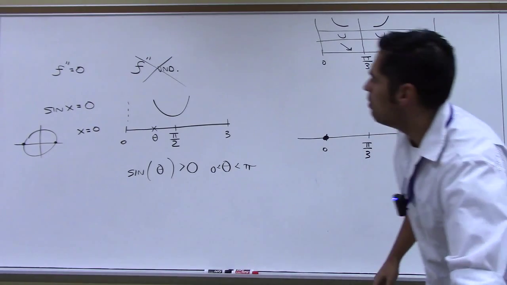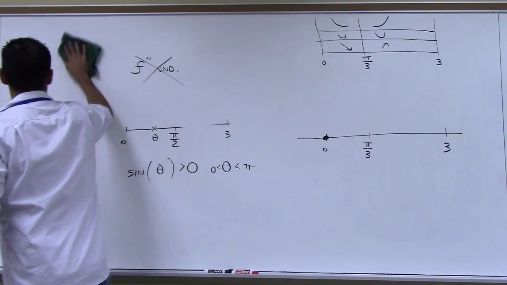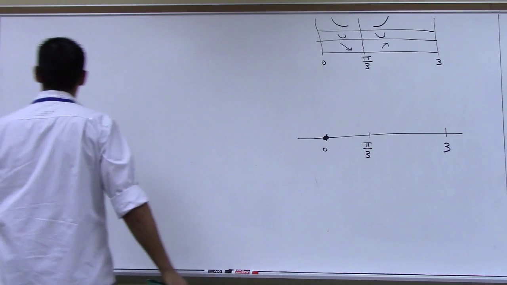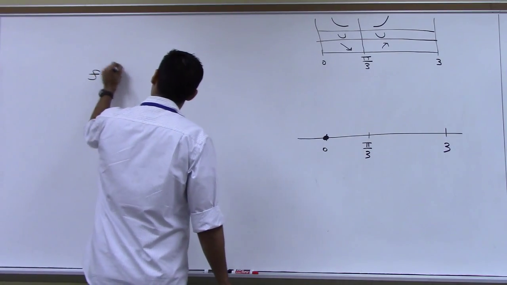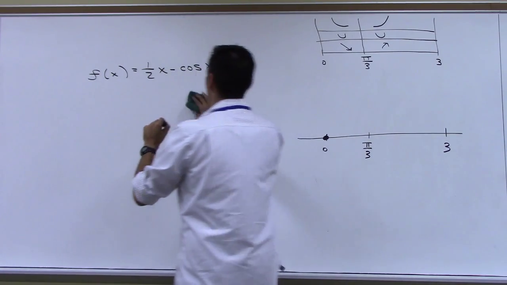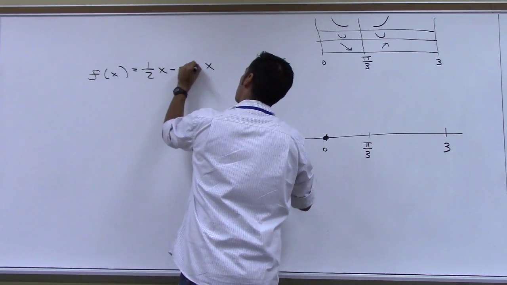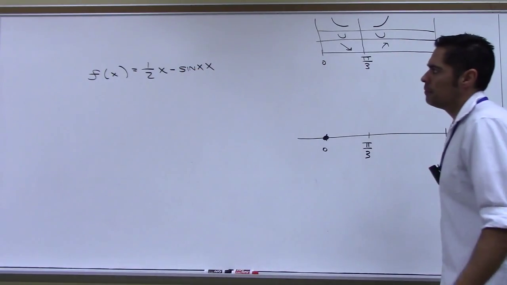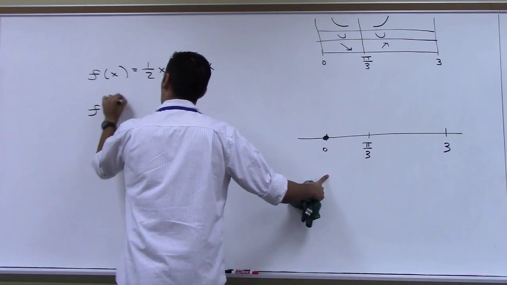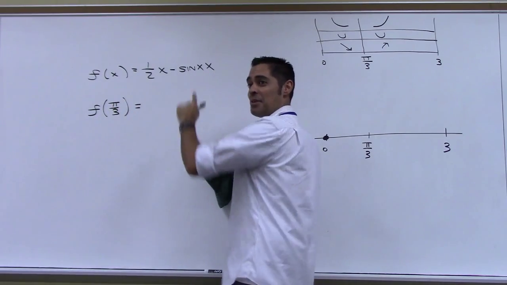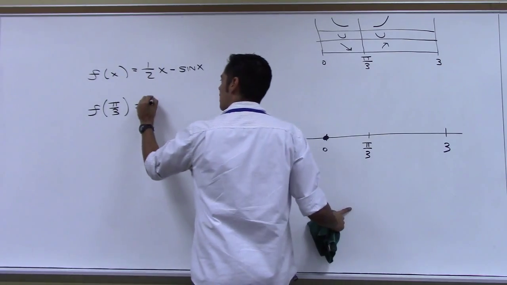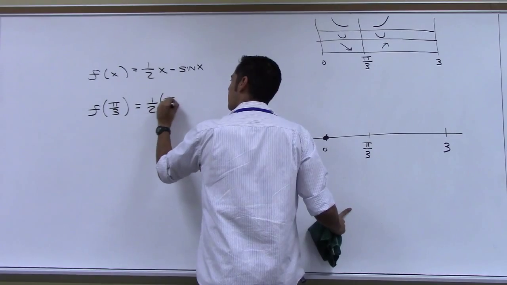So I'm going to go back to the original function, which was 1/2 x minus sine x. So f of x was 1/2 x minus sine x. Was it cosine or sine? It was sine, the original one? And it was minus? And now I'm going to plug in pi over 3. Is that the right function? Yes? You put 2x, yeah. I keep blaming it on the medication I'm on right now.